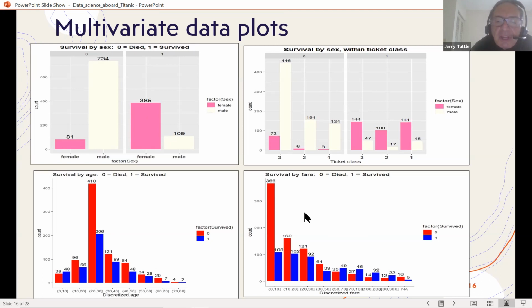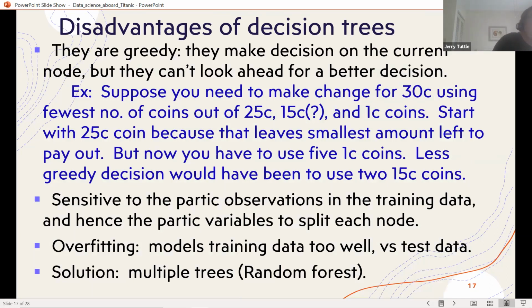Not surprisingly, there are a lot of people at the lowest fare end who didn't survive. If you saw the movie, you might remember why that is. We'll move on from there. But this gives us some idea of what the data looks like in graphical form. Decision trees are non-parametric, which is nice.